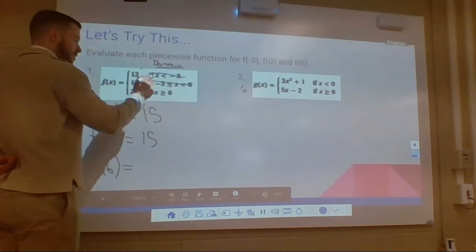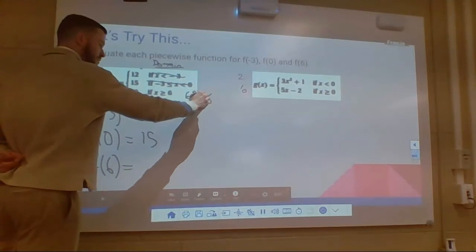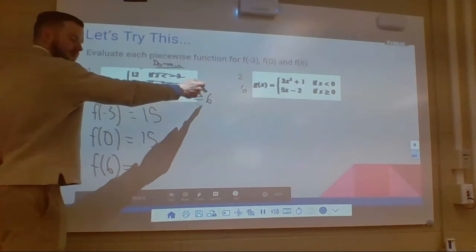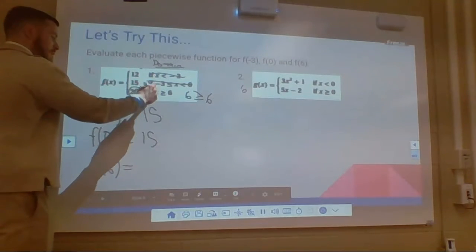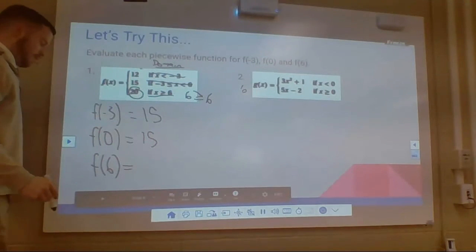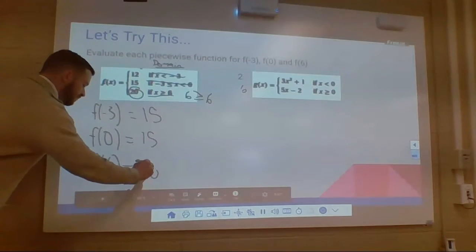So neither of those domains work. Is 6 greater than or equal to 6? Well, yes, we just said 6 is equal to 6. So this is the rule that's going to work because this is the domain that works. So f of 6 is going to be 20.